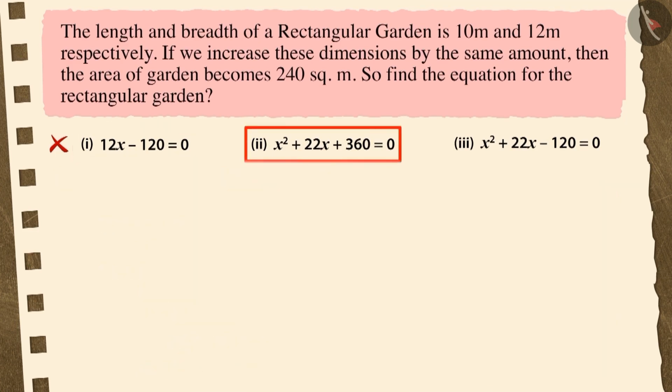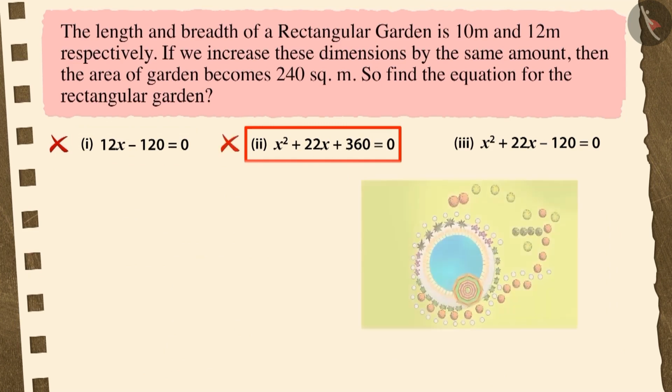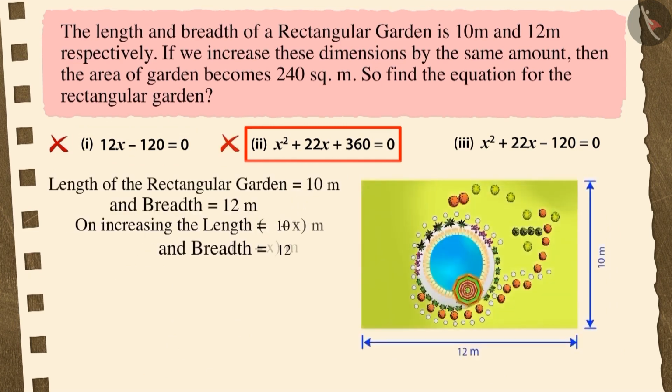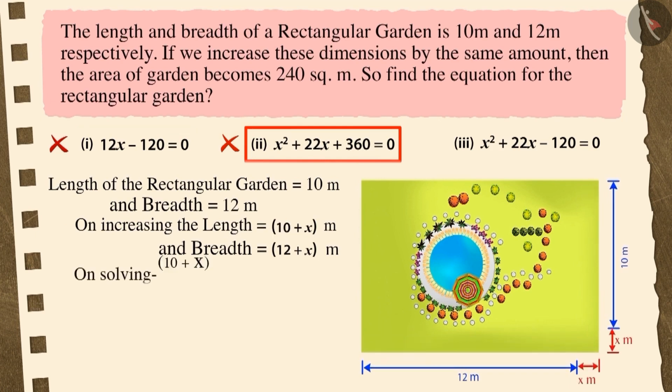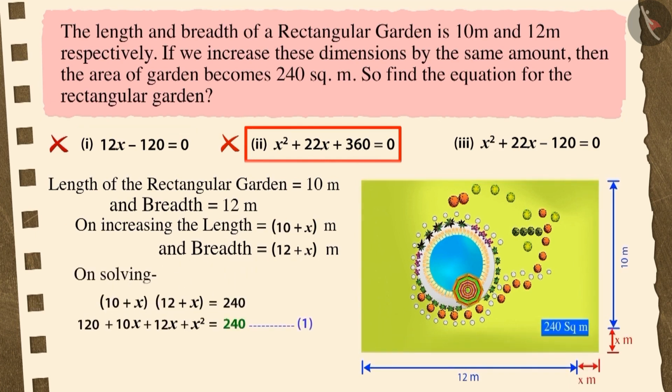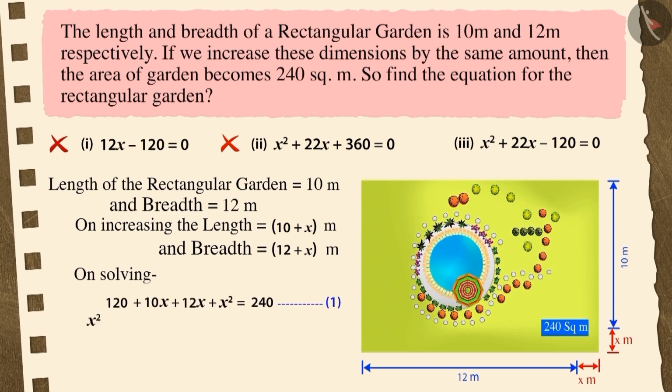If you selected option 2, then it's a good attempt. But this is also incorrect, because to solve this question, you have increased the length and breadth. But while transposing the term on the RHS to the LHS, you didn't change the sign, due to which the answer is incorrect. Let's solve the equation.